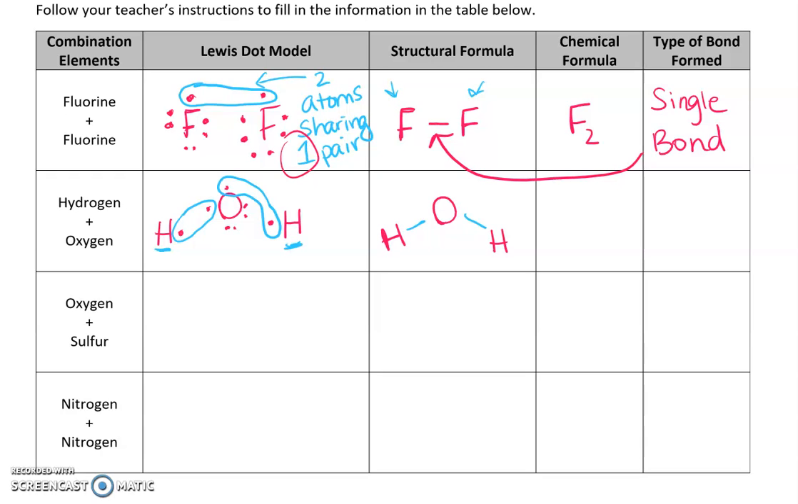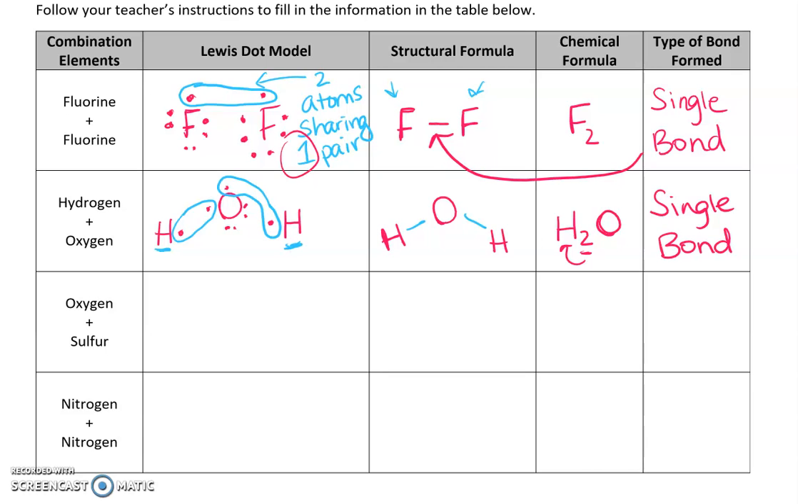Okay, so the chemical formula for this would be H2O. Congratulations, you just made water. So we have the 2 here, the subscript 2, to represent that we have 2 hydrogen atoms in the bond and 1 oxygen only. Now, this is where it gets a little tough. A lot of times students get confused. This is considered a single bond.